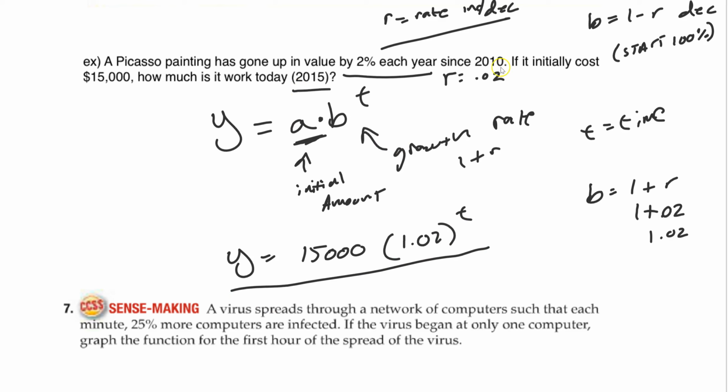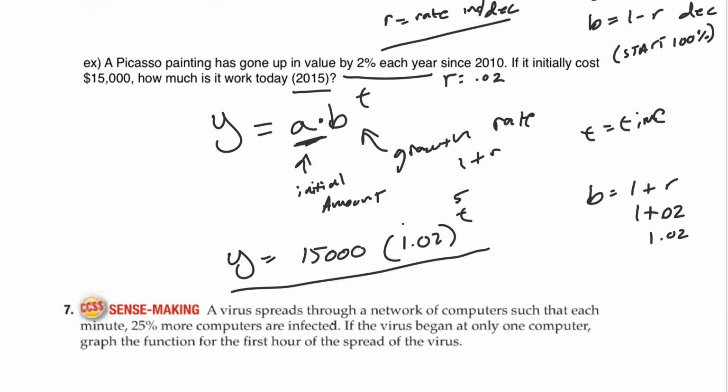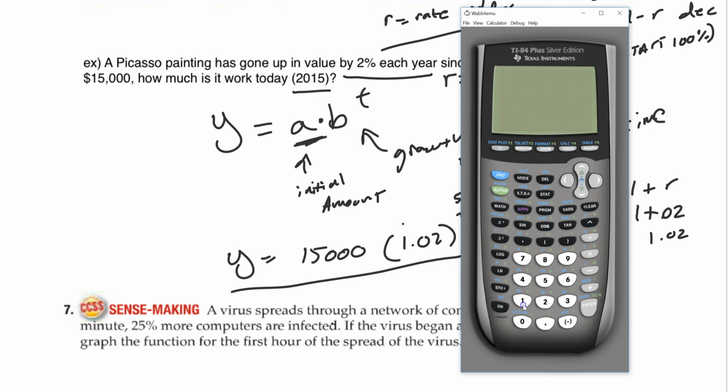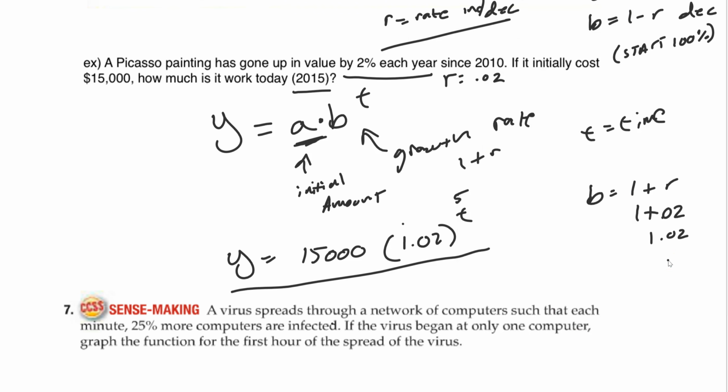Now it's since 2010, so it's been 5 years. Plug in a 5 there. We're going to figure this out using our calculator. It's an application problem, so bring out your calculator. 1500 times my growth rate, 1.02, 2% higher than my normal cost, to the 5, because 5 years since. So $16,561. So it's grown in value by almost $1.5 grand in 5 years. Pretty good.